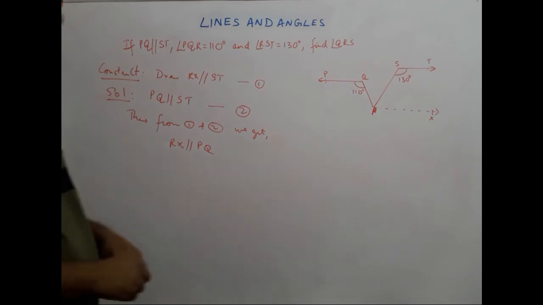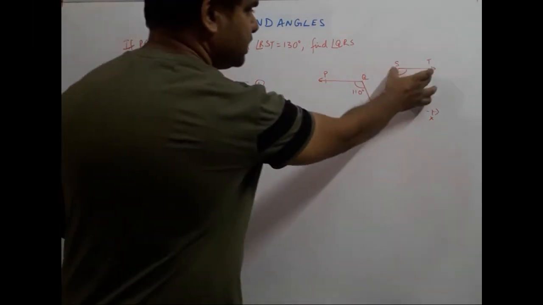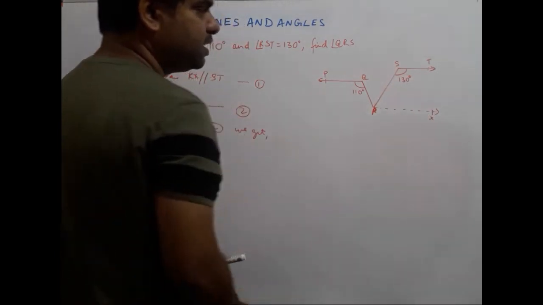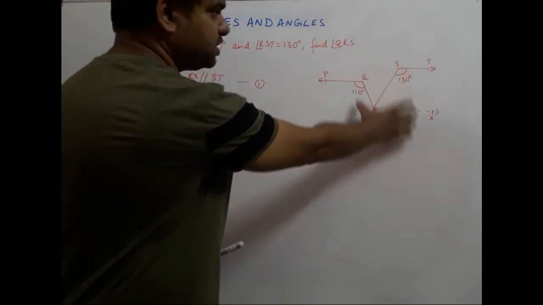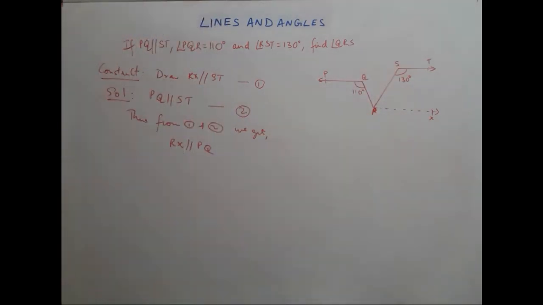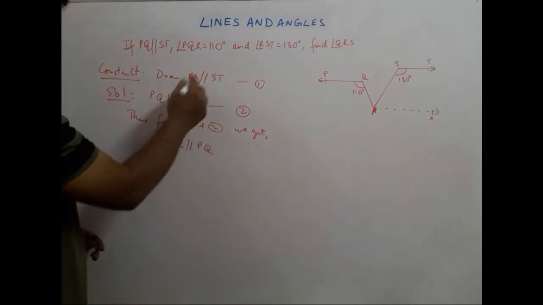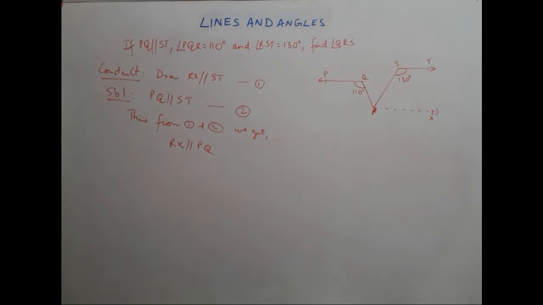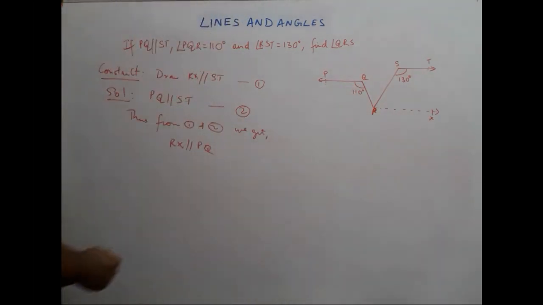So we know that if one line is parallel to another line and that other line is parallel to a third line, then all three lines have to be parallel to each other. So thus from 1 and 2 we get that PQ is parallel to RX as well. Now that we have got all three as parallel, let's begin with solving what we actually need.